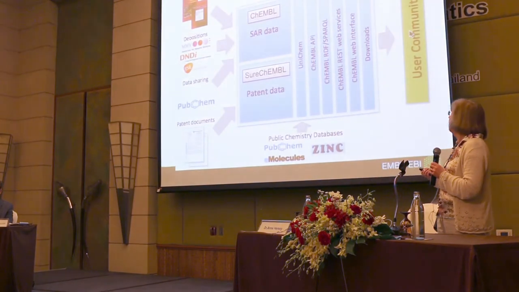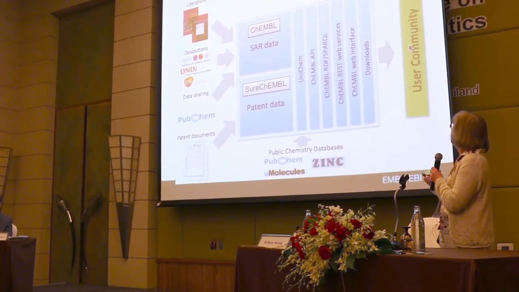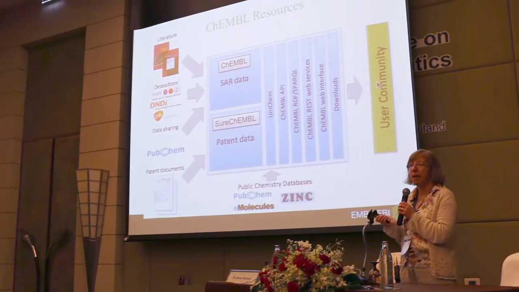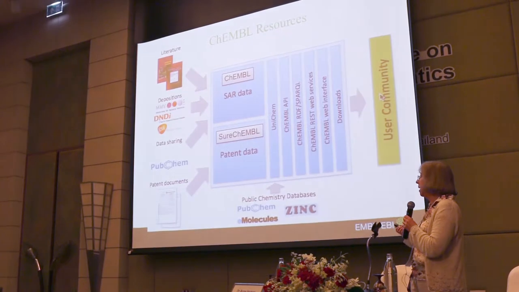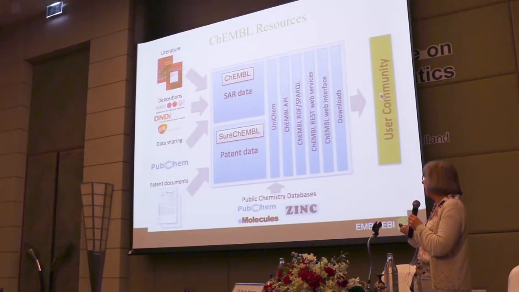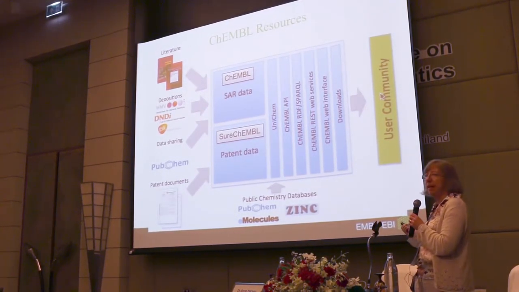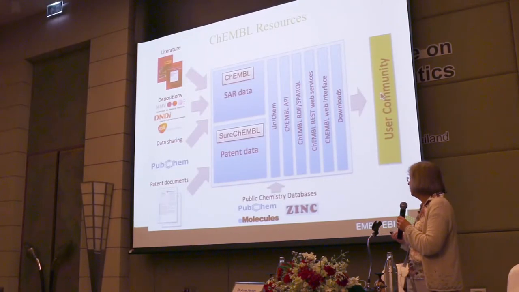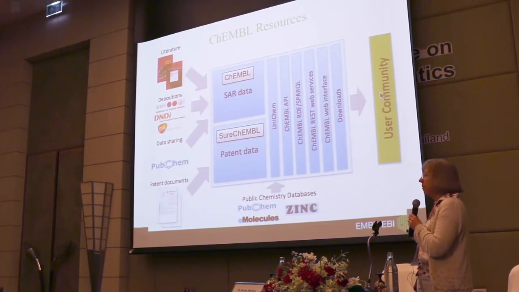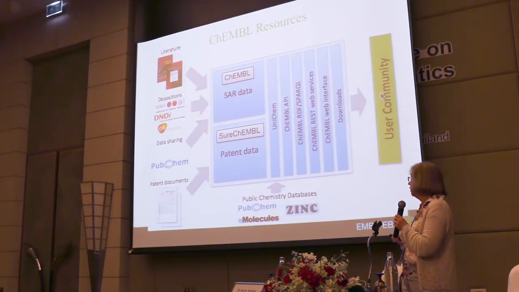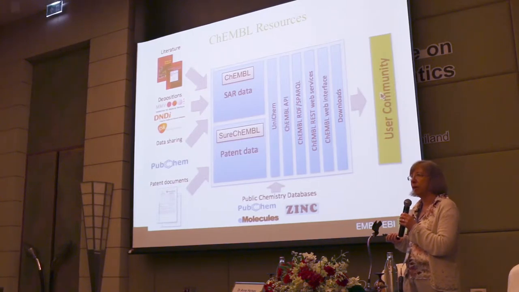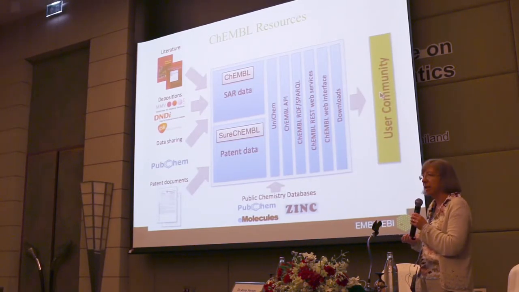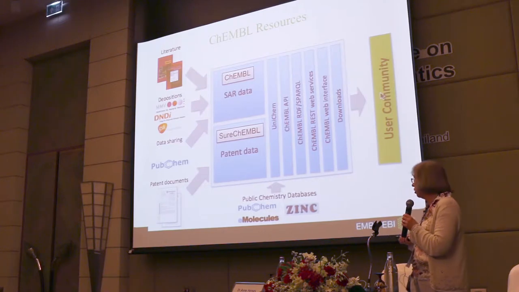So basically, the ChEMBL database is a database where we've taken data from the scientific literature. It's been manually extracted in terms of the information about the compounds and the biology, and put into ChEMBL, which we consider to be like an SAR type database. SureChEMBL is our patent database that we acquired just a few years ago, and this is using text mining, extracting information about chemical structures, and more recently the biology in patents, into this patent database.